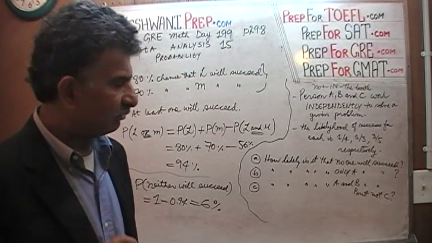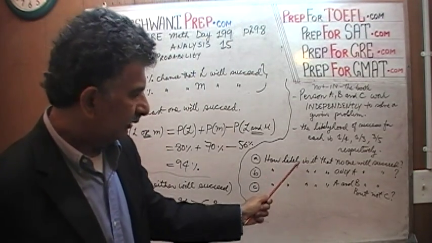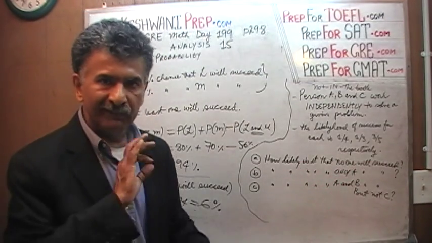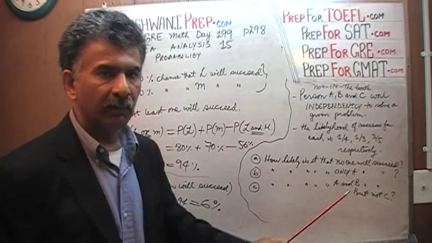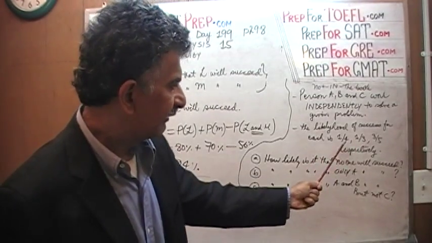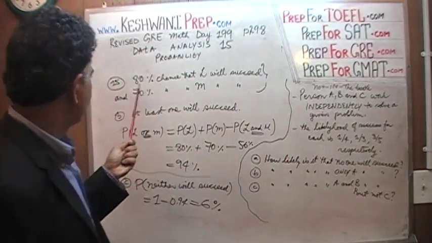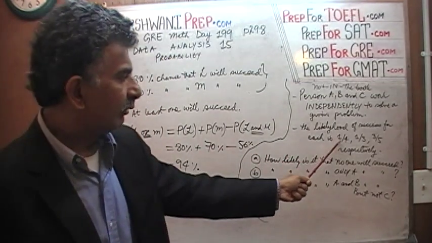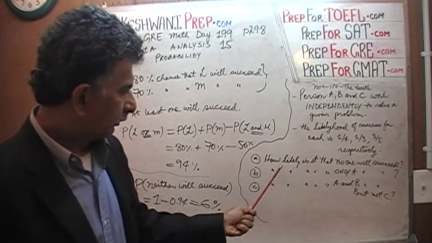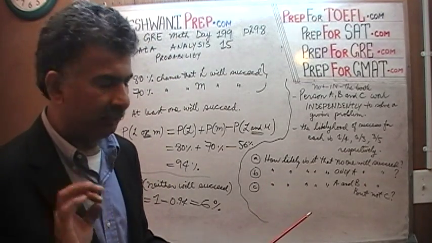The question has 3 parts to it. How likely is it that no one will succeed? Not one single person will succeed. 3 people working independently on a given problem when their odds of success are this much. As you can see, the odds are not very high actually. Here we had 80% and 70%. Here it's just 1/4, 25% chance, 33% chance, 60% chance. So the first question says, how likely is it that no one will succeed?